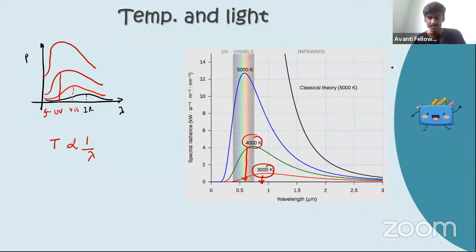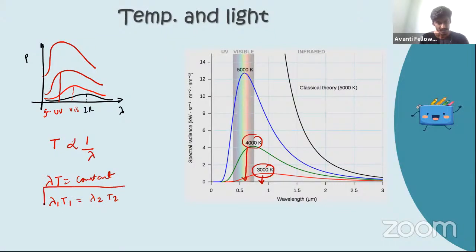And this law is called Wien's displacement law. Lambda is proportional to 1 by T, or lambda times T can be written as a constant. Or lambda1 T1 of one situation will be equal to lambda2 T2 of the second situation. This is called Wien's displacement law. It is called a displacement law because as I increase the temperature, the peak is going to shift from one point to another point. You can notice the shift in peak.